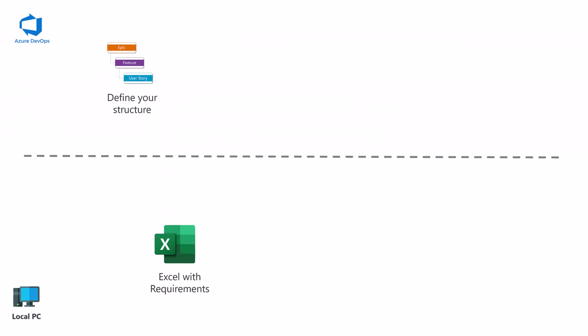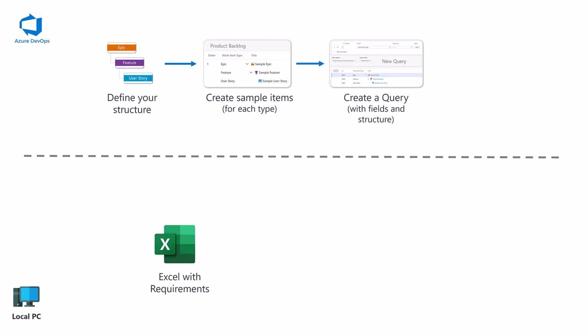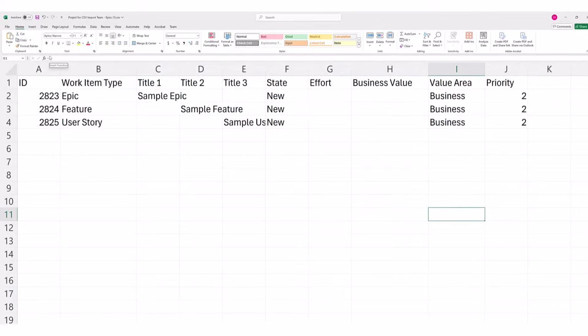So define your structure. Then you will create at least one sample item for each. In my scenario, I'll be using epics, features, and user stories, so I'll create three simple items, one for each work item type. Then from there, we create a query with the fields and the structure that we want to use, and I'll show you that in the live demo. Then you can very quickly export that query into a CSV that has the right fields, the right formatting, the right templating.